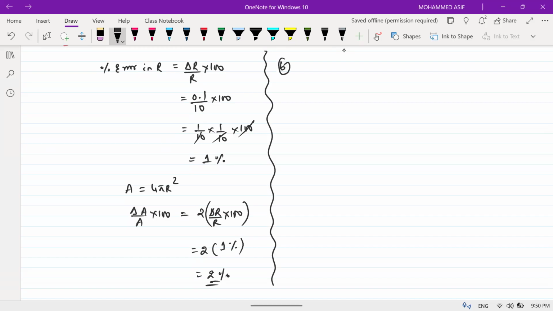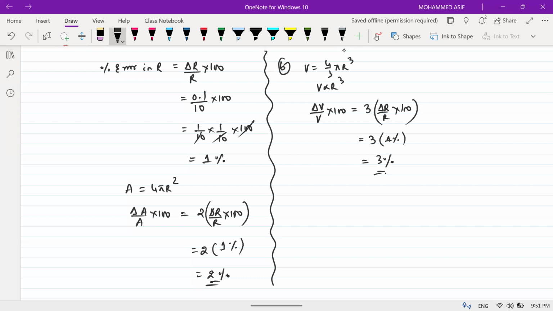Second question, volume. Volume is equal to 4 by 3 pi into R cube, so volume is directly proportional to R cube. Delta V by V into 100 is equal to 3 times delta R by R into 100. So it is 3 into delta R by R, which is 1%. So the answer for this one will be 3%. Did you get it? Am I clear?